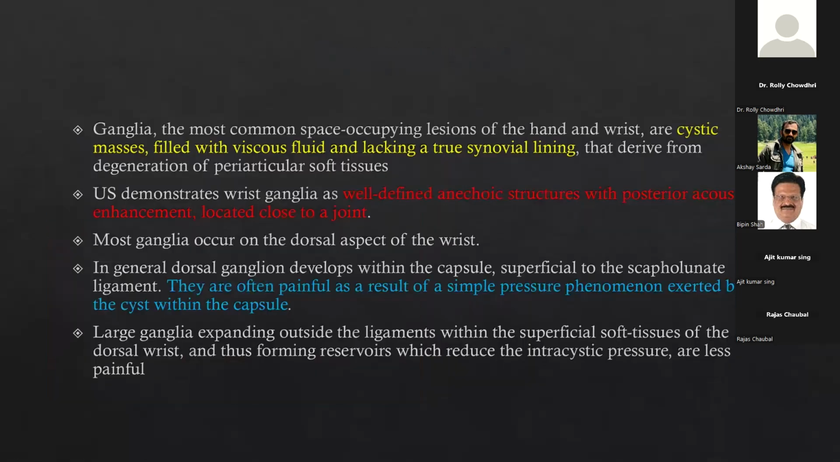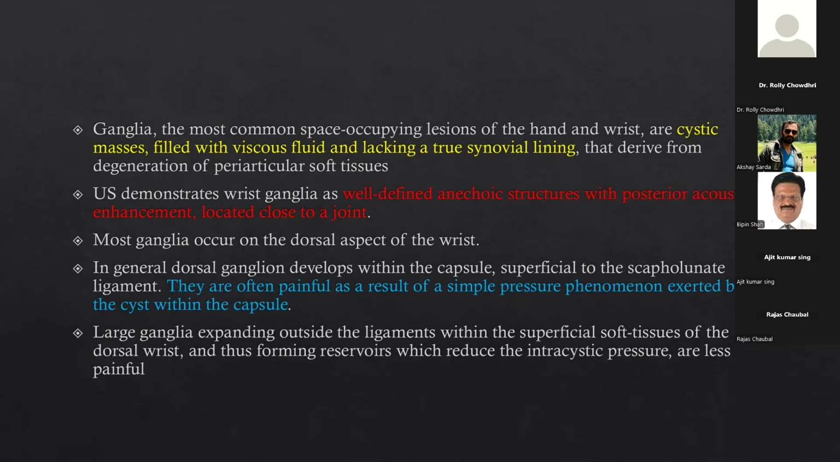Usually these are cystic masses filled with viscous fluid and they lack a synovial lining. They are well-defined anechoic structures with posterior acoustic enhancement, and they are always very close to the joint because they come from the joint capsule. They can be dorsal or ventral. The deep-seated ganglion cysts on the dorsal side are usually more painful. Most of the time they come from the scapholunate ligament, and because they distend the capsule, they are more painful.